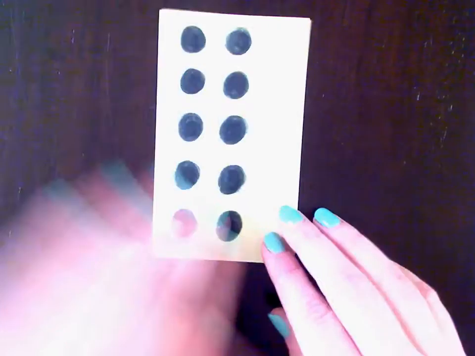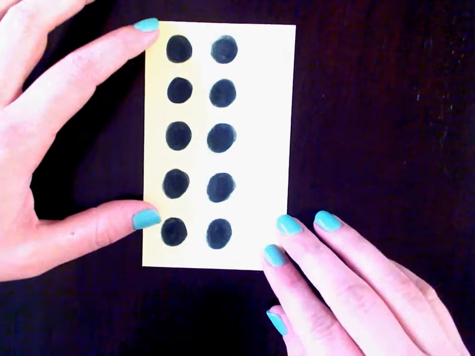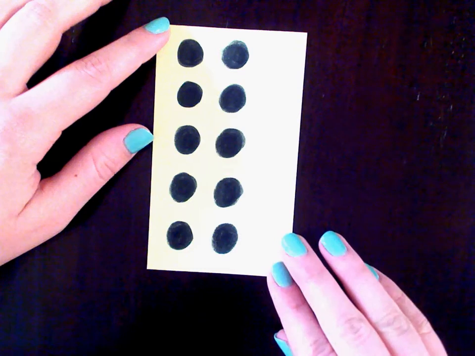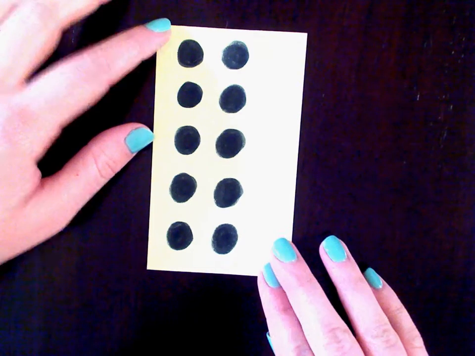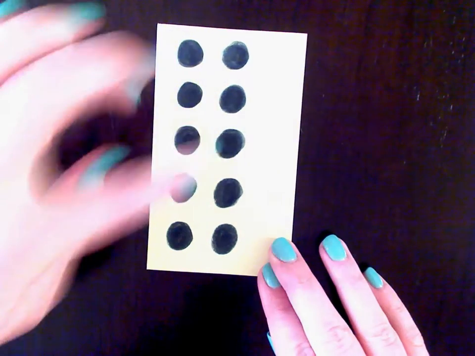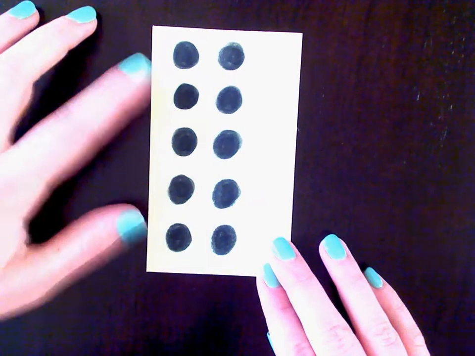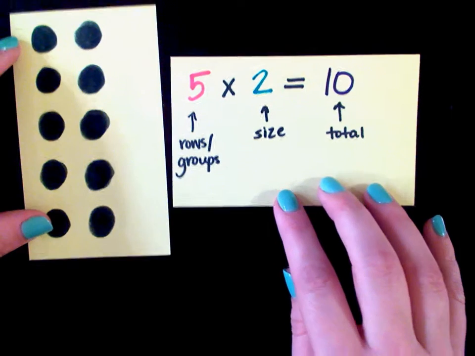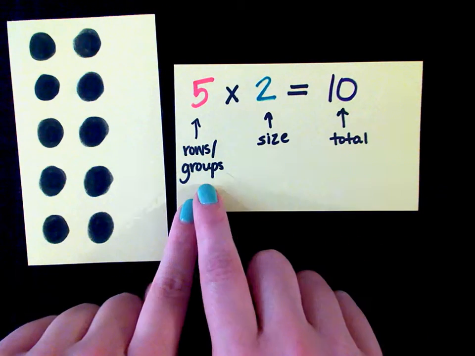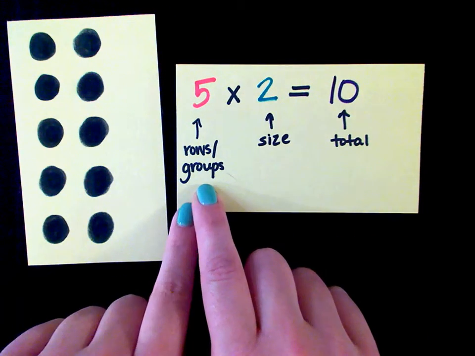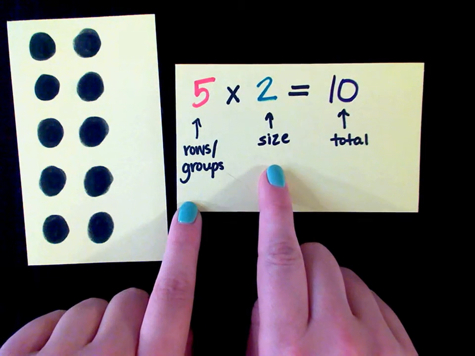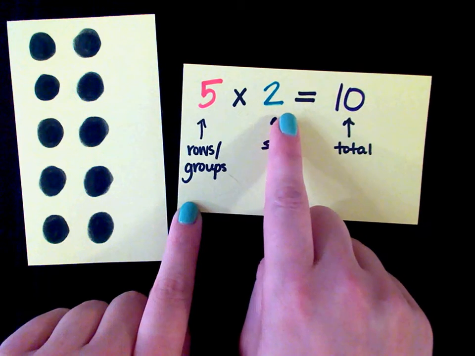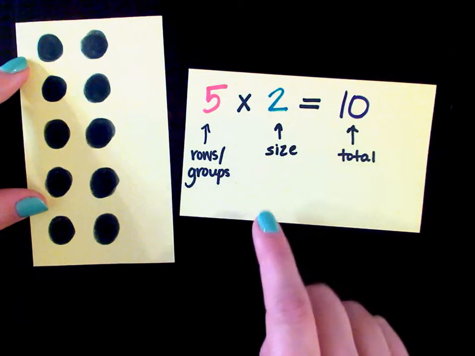Here is an array that shows 5 rows of 2, or 5 groups of 2. We can see from skip counting by 2's that the total is 10. 2, 4, 6, 8, 10. So we can represent this problem as 5 times 2 equals 10, because the first factor should represent the number of groups, or rows. The second factor should represent the size of the group. So 5 times 2 is 5 rows of 2, just as you see in the array.